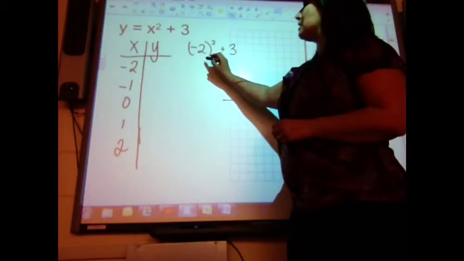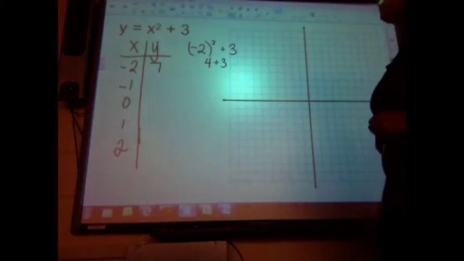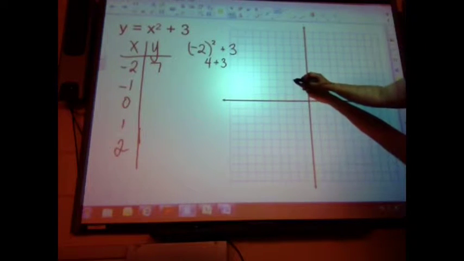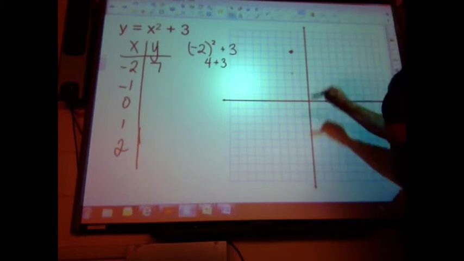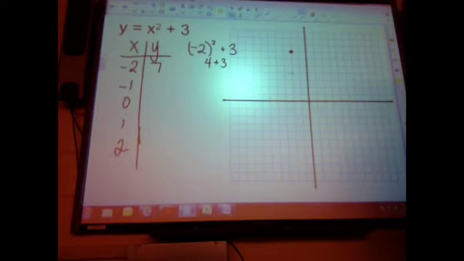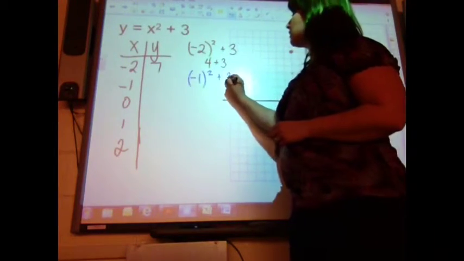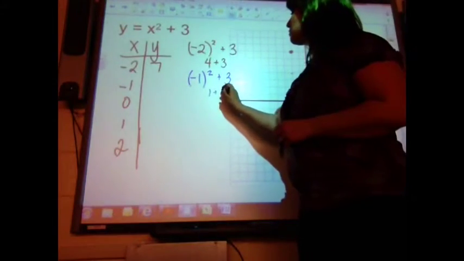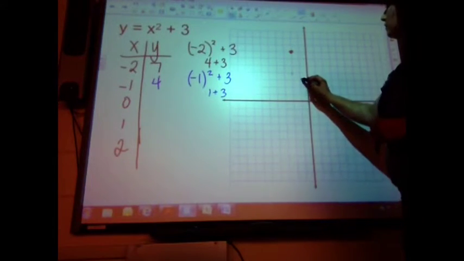So we do -2 times -2 is 4. 4 plus 3 is 7. If I plot that point, I start at the origin, and then since my 2 is negative, I go 2 to the left, and then up 7, because the 7 is positive. Next, I do the same thing, but with the -1. So I plug -1 in place of the x, square it, and add 3. -1 times -1 is 1. 1 plus 3 is 4. So I'm going to go 1 to the left, up 4.